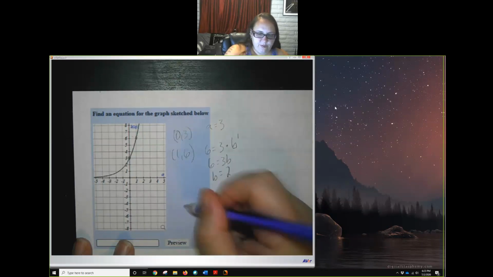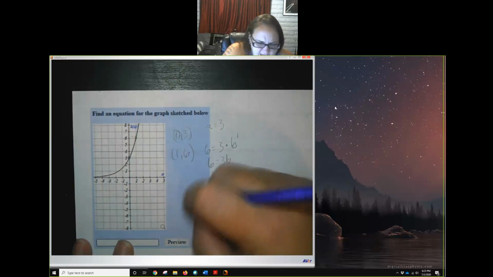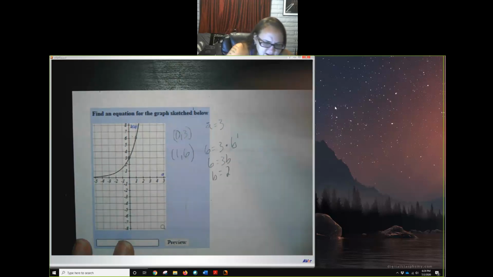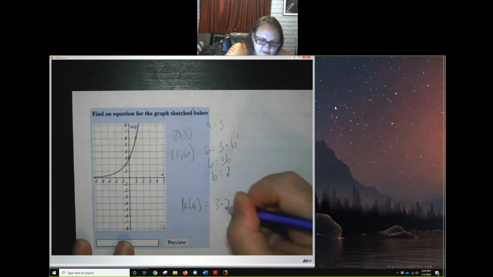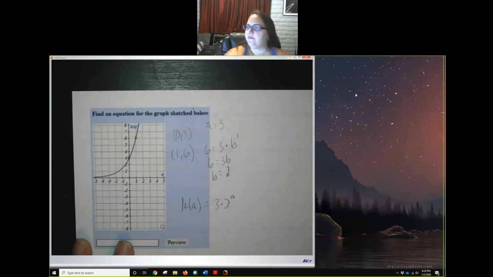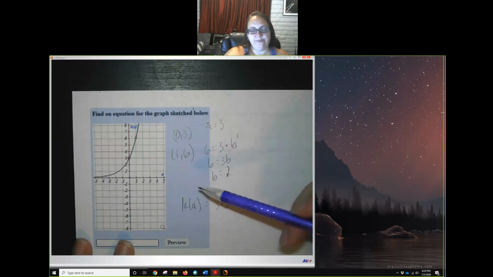So y equals, or in this case, is that a k? k of a equals 3 times 2 to the a. And again, if you didn't want to do this, you could have just plugged these two in and done the stat function.